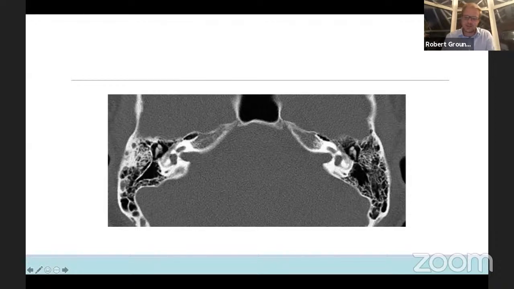And here's the antrum, the biggest air cell within it, and the various communicating bits of bone, a bit like a sponge sticking out from behind it. And you can see how that communicates with the middle ear.